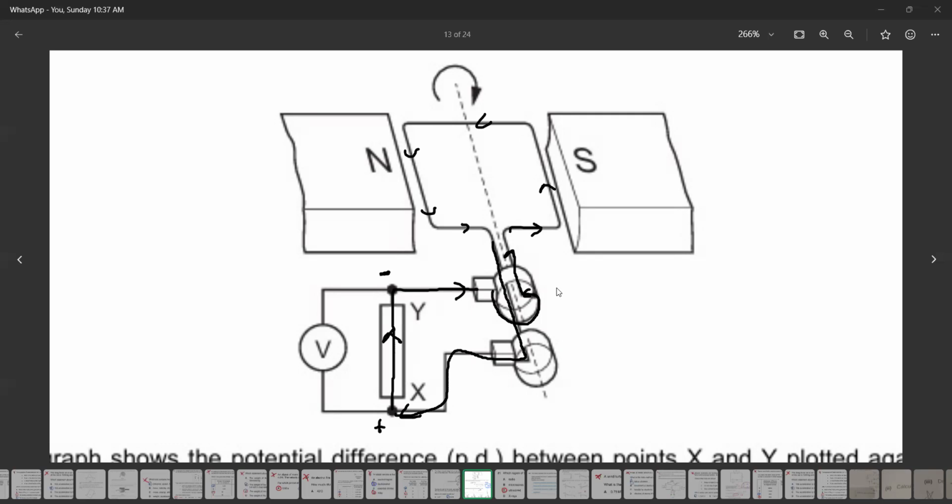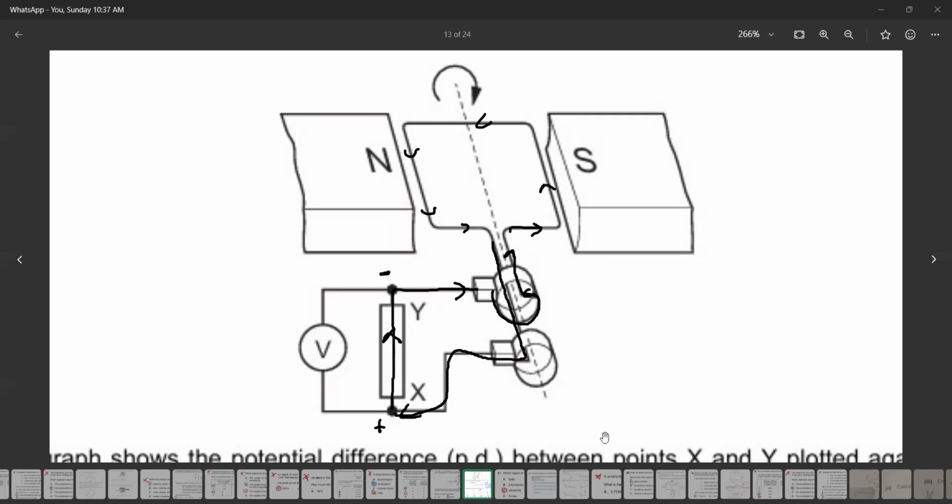No, between X and Y is not a fuse. Between X and Y is actually a fixed resistor. I drew a line, so maybe it looks like a fuse, but between X and Y this is not a fuse. This is a fixed resistor, which has a potential, a voltage, and they mention X is more positive than Y. So this is how the current looks like if X is more positive than Y, okay? That is the first thing.